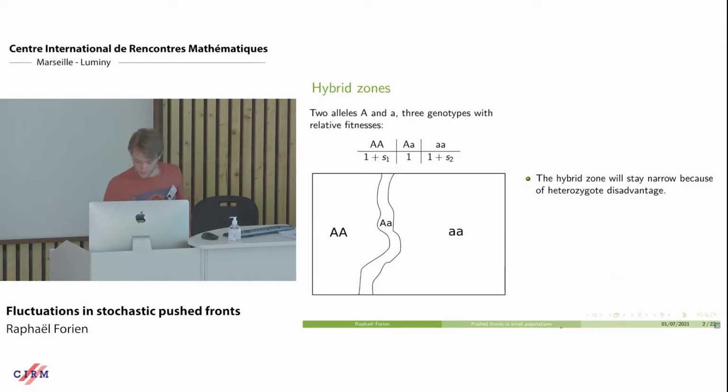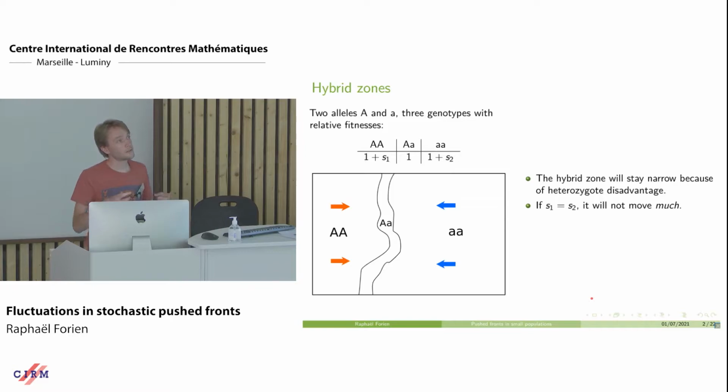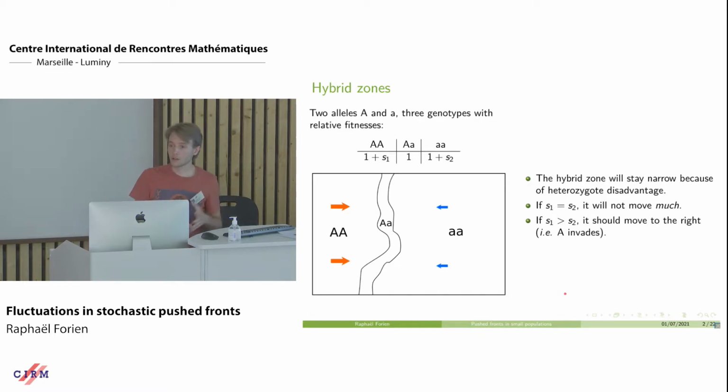And if the two selection coefficients of homozygous individuals against heterozygous individuals are equal, then you expect that the hybrid zone will not move too much. But if one selection coefficient is bigger than the other, then you expect that the fittest type can invade the less fit type. And so the hybrid zone will move here to the right, and capital A allele will invade the population.